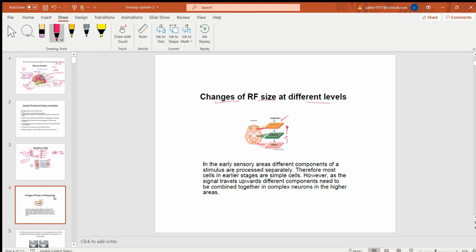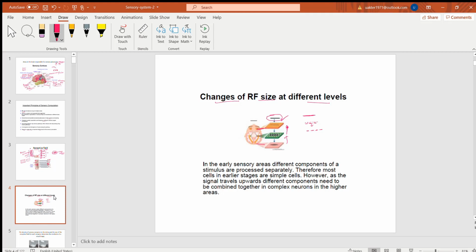So this is the object, the whole picture of the object. When it falls on the retina, the retina breaks the entire picture into many tiny pieces. That's the function of the retina. Each receptor will get one piece, and then these pieces from the receptors are sent to the higher areas, for example the thalamus.